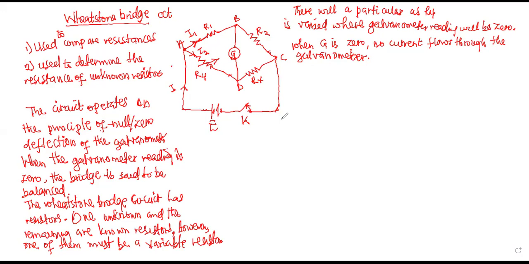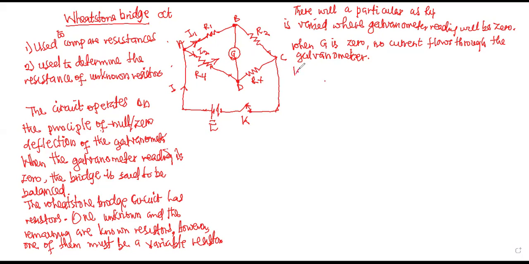Yes, please. I'm just probing to make sure you are following what is being said. Okay. Now when the galvanometer reads 0, what it means is that the potential difference across the point B and the potential difference across D are the same.